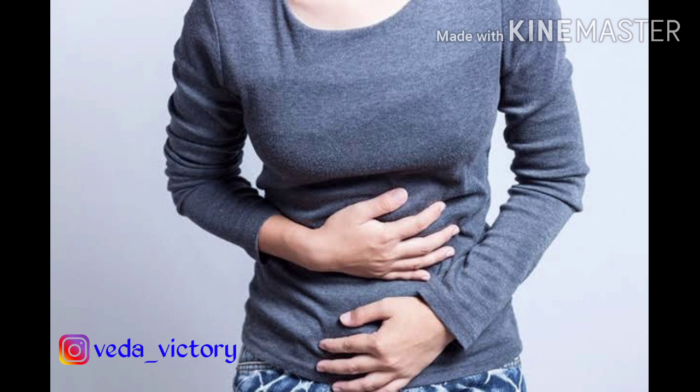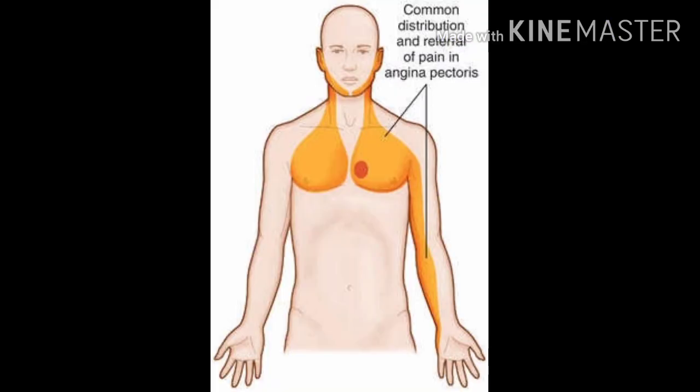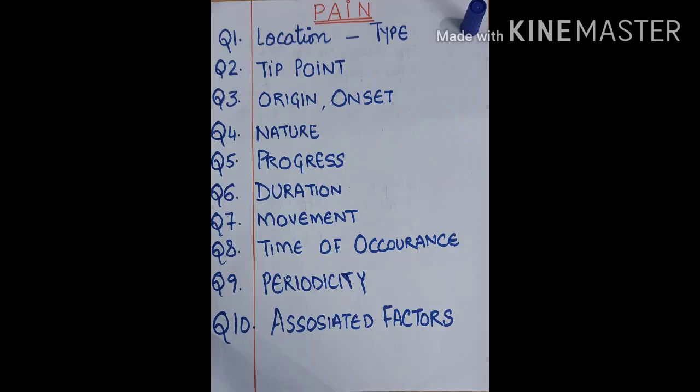If a patient is feeling a constricting type of pain, कोई कुछ दबा रहा है, constrict हो रहा है, that may be an angina pectoris pain, right? So these are the different types, and by this you can find the cause. Now let's move on to the 5th question, that is the progress.